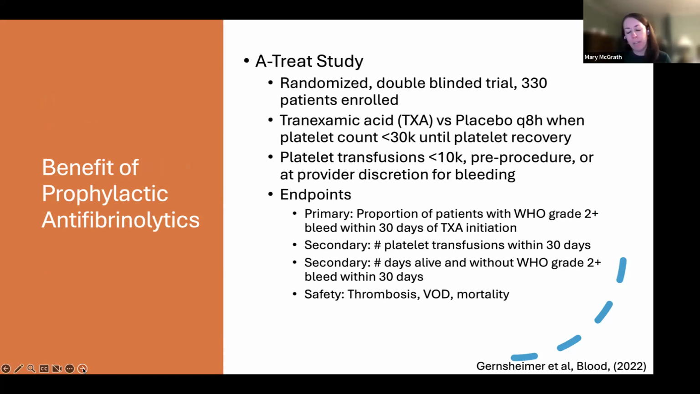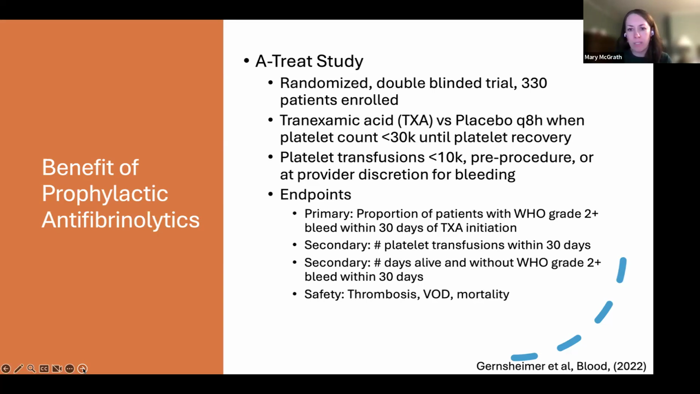ATREAT was conducted in patients with hematologic malignancies. And they sought to address the question of whether prophylactic tranexamic acid specifically could minimize transfusion requirements in patients with thrombocytopenia secondary to treatment of their underlying hematologic malignancy. This was a randomized double-blinded trial that enrolled 330 patients, and they were randomized to receive either tranexamic acid versus placebo every 8 hours, which would start when the platelet count dropped below 30 and continue until platelet recovery.